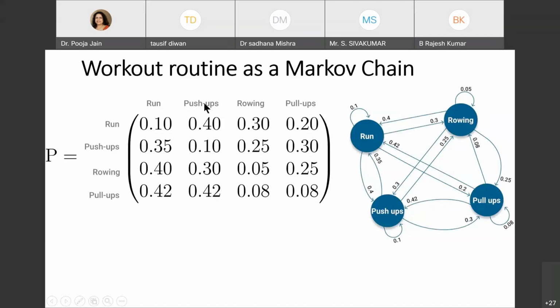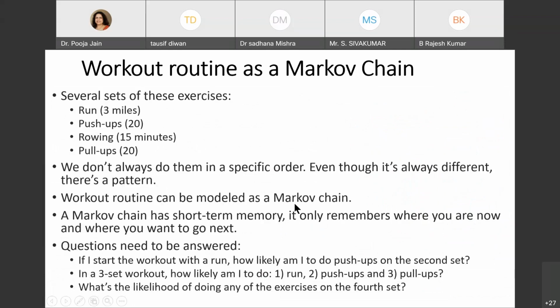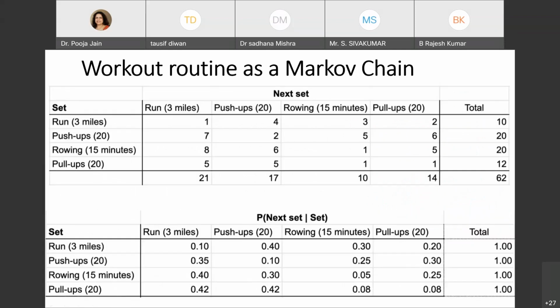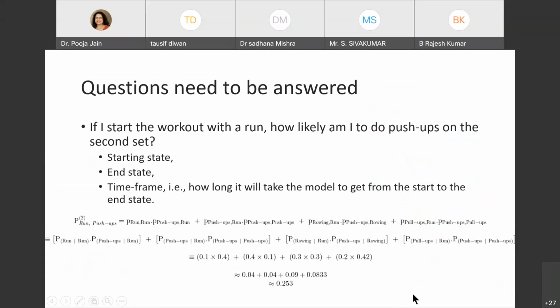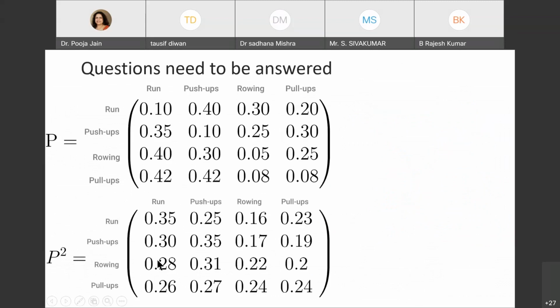Fine. In how many time steps? In 2 time steps, because push-up is asked on the second set. See, how likely am I to do push-up on the second set? That's why I am considering it as calculation of P square. It is P square. Fine.